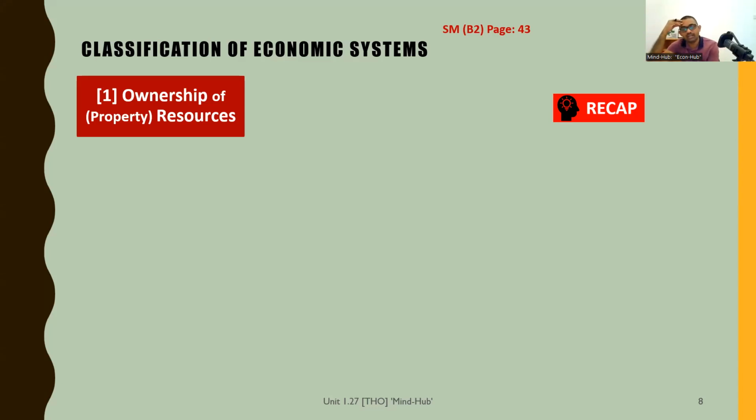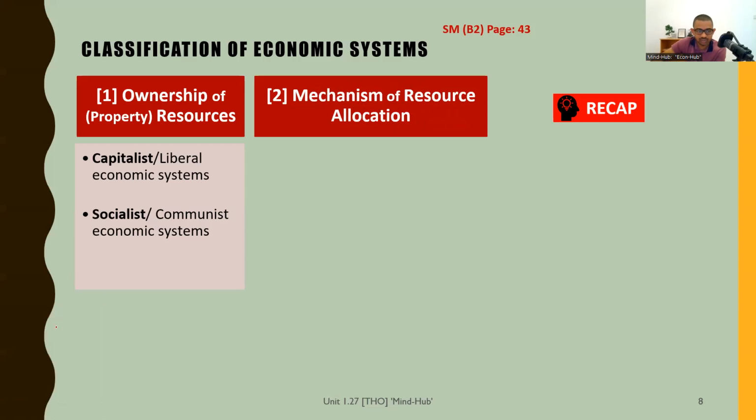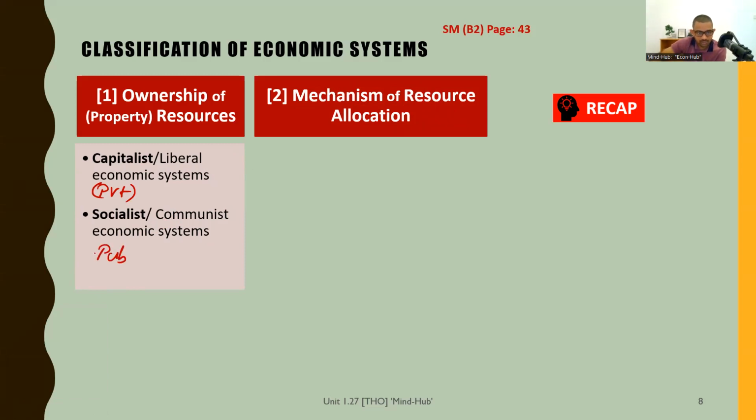If they are mainly owned and controlled by the private sector, then what do we say? We use the term capitalist or liberal. Are we okay? Capitalist or liberal. Right. So we are very good with this, right? Don't think I'm going through the same thing over and over again, because without this knowledge, somewhere you will get confused. So that's why I'm emphasizing this again and again. So here, capitalist or liberal means private sector dominance. Socialist or communist economic system, then there is public sector dominance. They own and control resources.